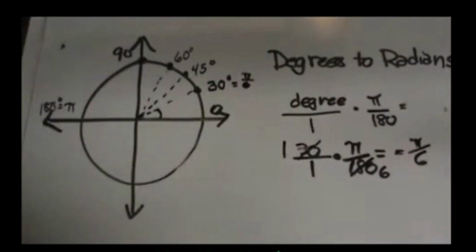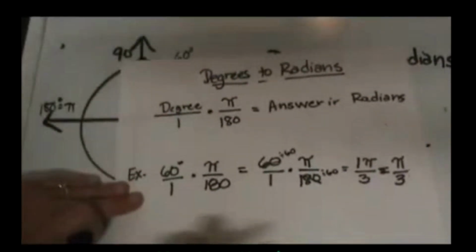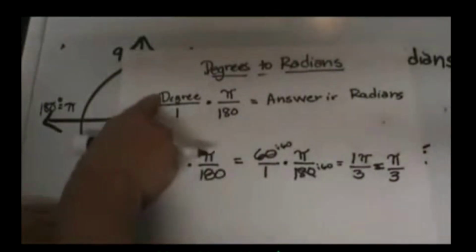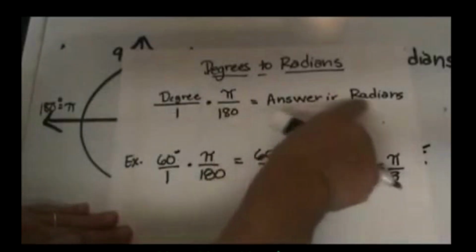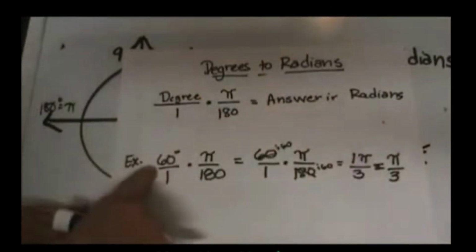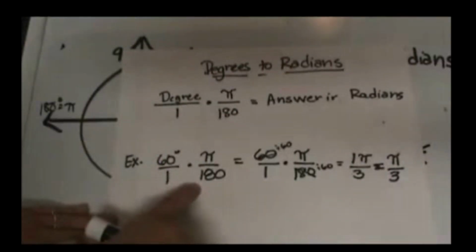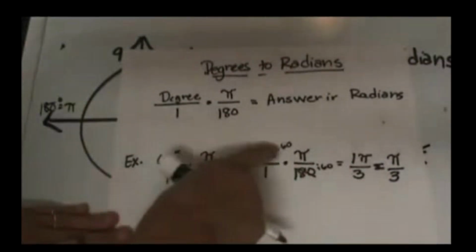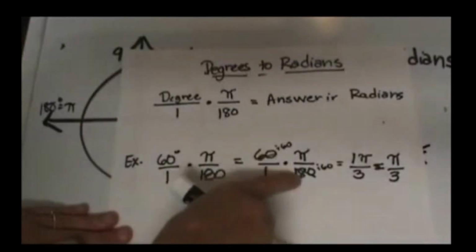Okay, so here's a quick little summary. Degrees to radians, you use this ratio: degrees over 1 times pi over 180. That gives you your answer in radians. Here's an example, 60 degrees over 1 times pi over 180. Okay, we just reduce these by 60, so we're left with 1 over 3, or pi thirds.